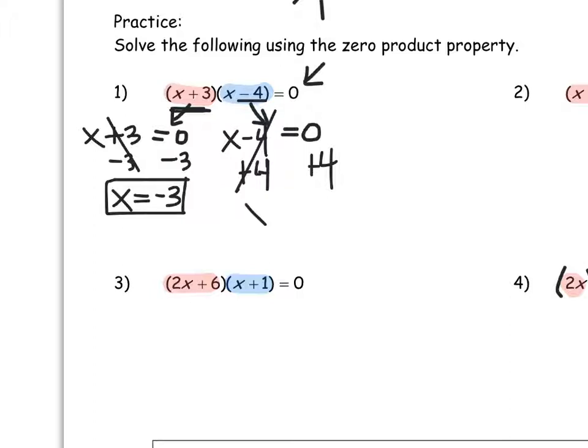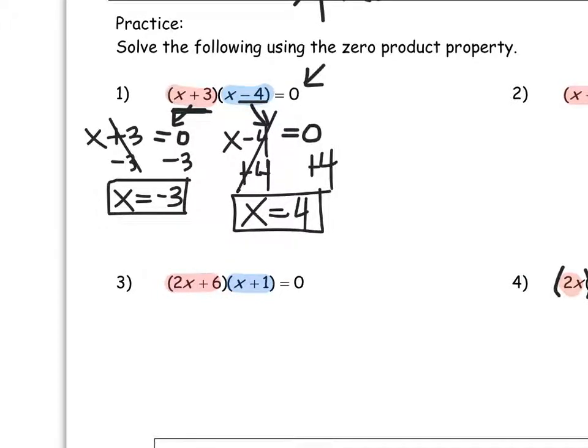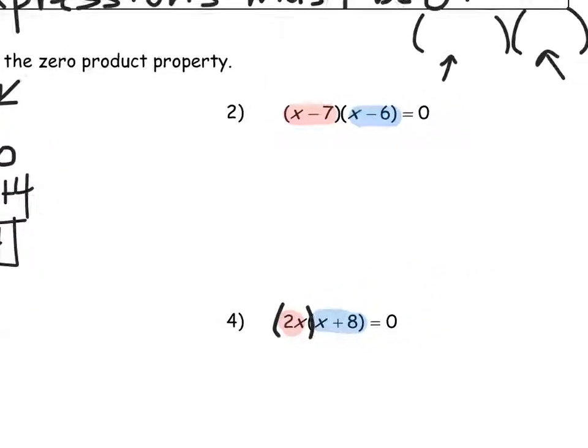These cancel. I get x equals 0 plus 4, which is 4. Those are my two answers. All right. Next problem, same thing.